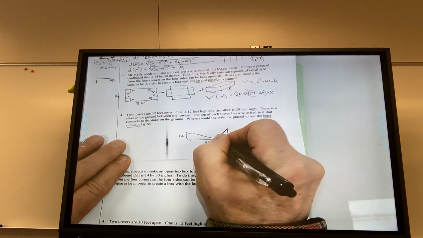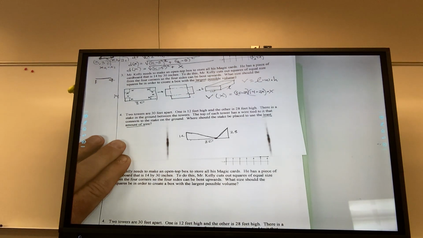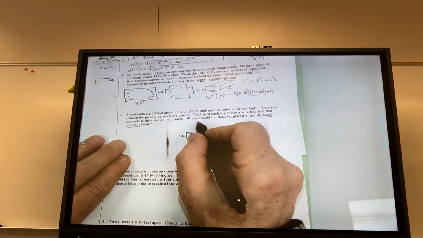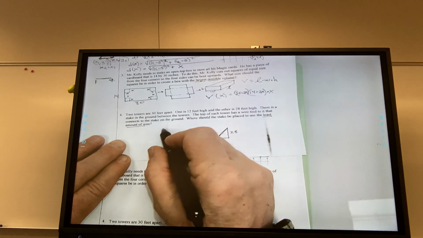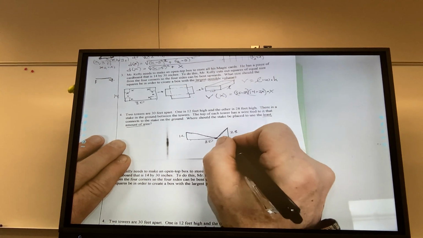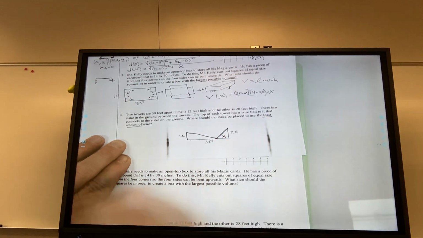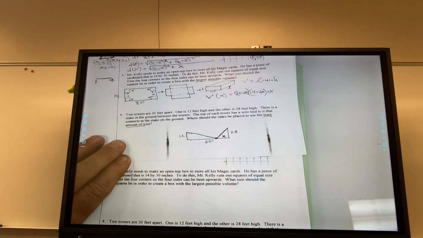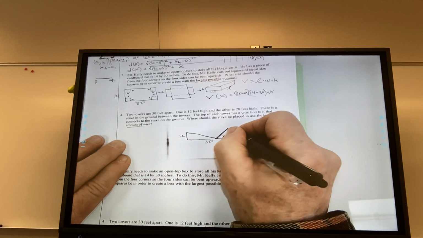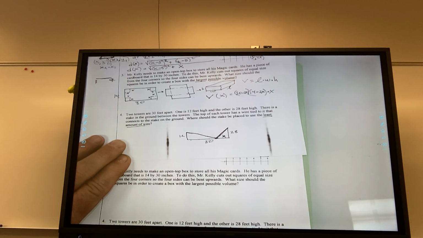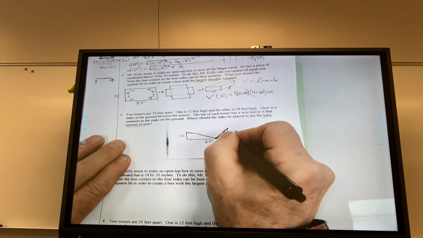So this is the length of the wire. Everybody with me? It says, where should the stake be placed to have the least amount of wire? Well, let's say I'm going to call this X, and that's where the stake should be placed. Do I know this length? Because that's a piece of the wire, right? Can I come up with a function or an equation that tells me this length?